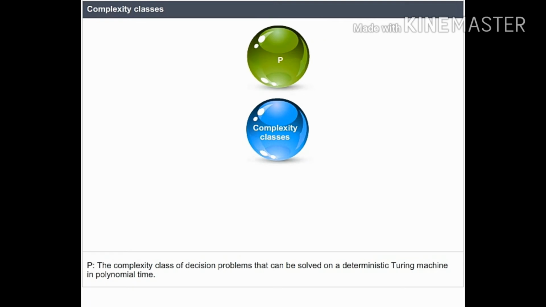Complexity classes. P. The complexity class of decision problems that can be solved on a deterministic Turing machine in polynomial time.